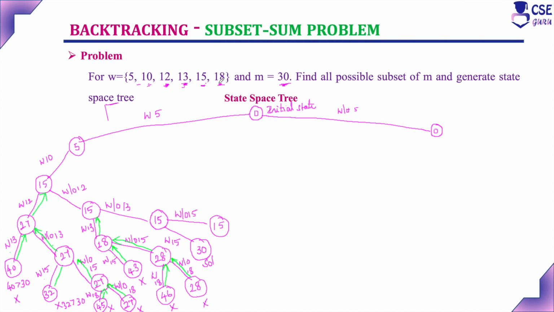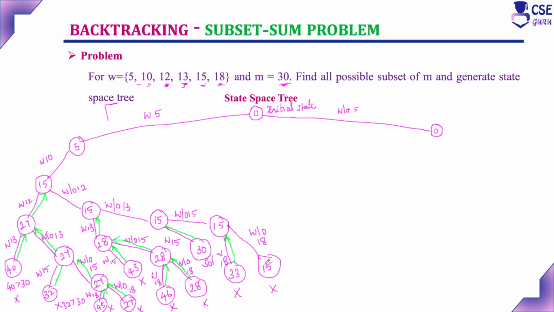One more element we have to consider in this level, that is 18. If you are considering it, the value is 33, and this is a dead end, since the sum is greater than our required sum. So here, backtrack to the previous level and check the other possibility without 18. Without 18, the value is 15 only, and this is a dead end.